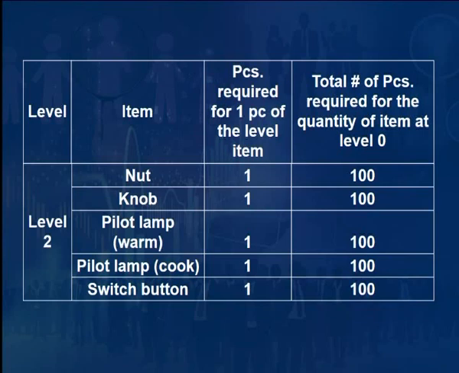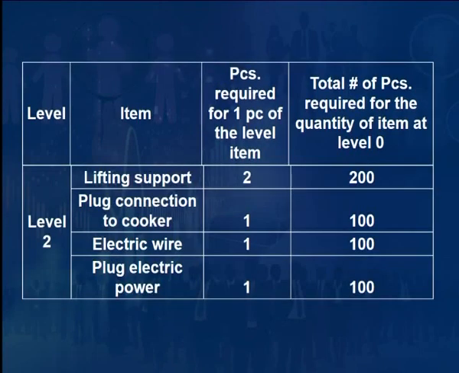Pilot lamp, again 100. There are two kinds of pilot lamp, one for warming, one for cooking. Switch button also 100. Lifting support, you need two lifting supports, one for the lid and one for the main body. So you need 200 lifting supports.